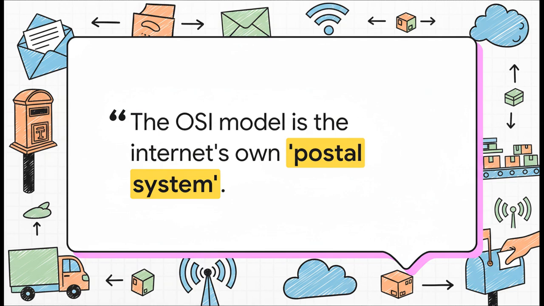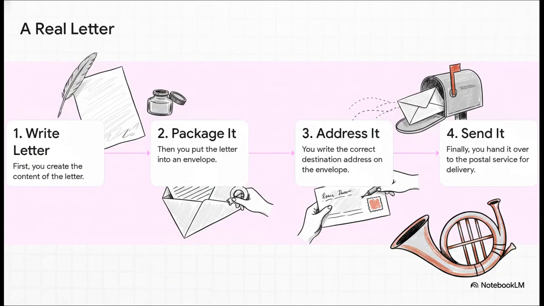Just like sending a physical letter requires a whole series of steps, sending data online follows a very similar, layered process. I mean, think about how you mail a letter. First, you actually write the thing. Then you have to package it up in an envelope, write the correct address on the front, and finally, you hand it over to the postal service to get it shipped. Keep these steps in your head because they map almost perfectly to how the OSI model works.